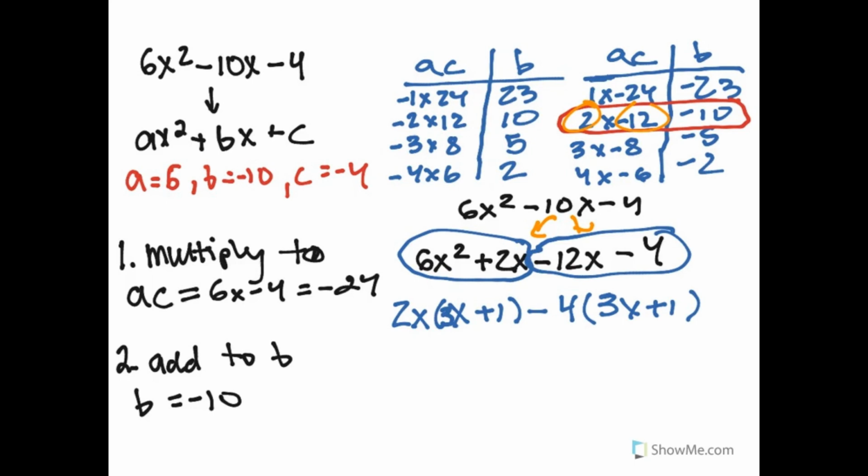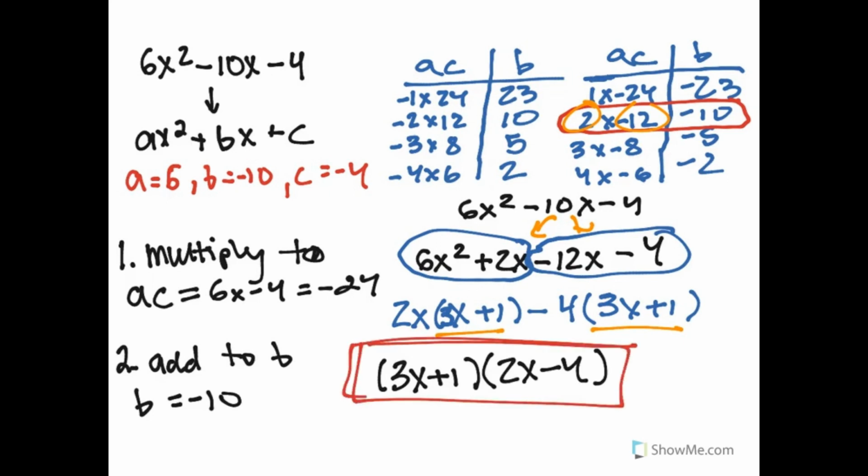Then we can see that I have a common factor of 3x plus 1 in my new terms. So then I can pull that out, and I'm left with just 2x minus 4. And that there is our final answer.